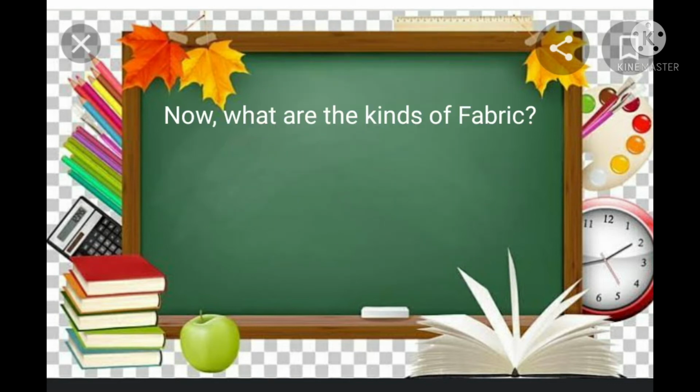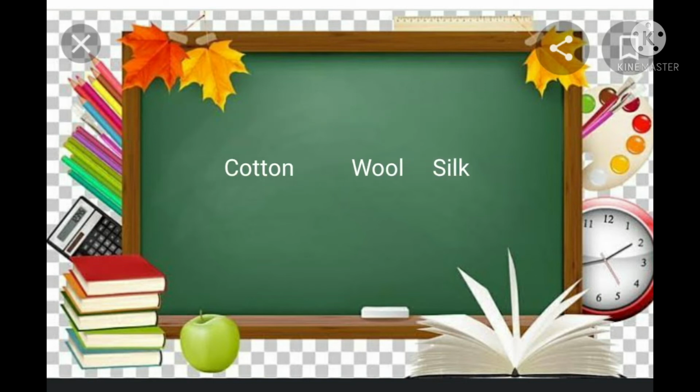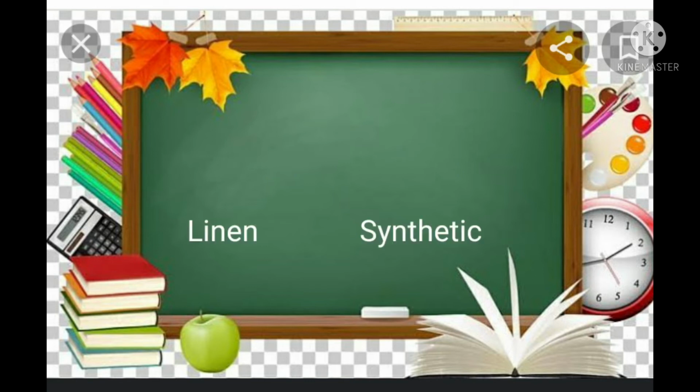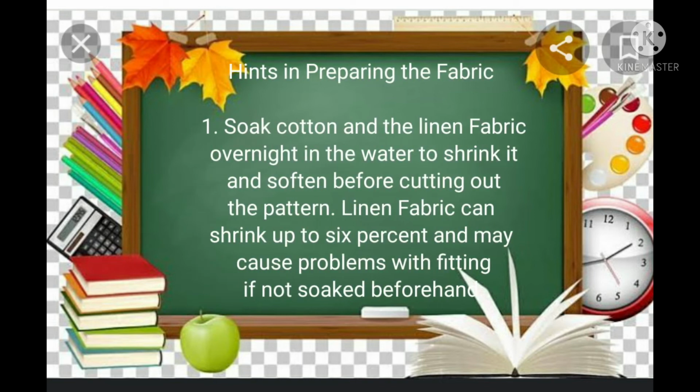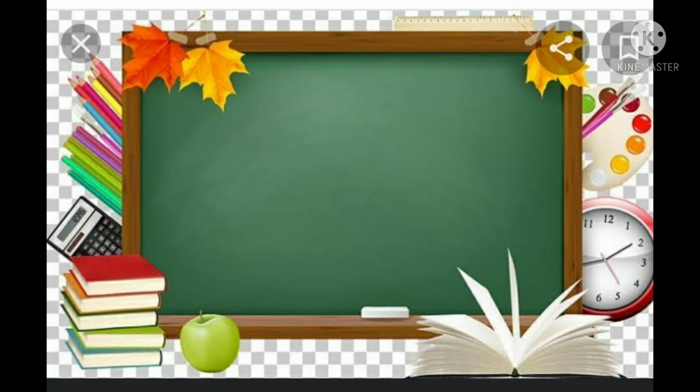Now, what are the kinds of fabric? So, we have cotton, wool, and silk. We also have the linen and the synthetic. Hints in preparing the fabric. First, soak the cotton and the linen fabric overnight in the water to shrink it and soften before cutting out the pattern. Linen fabric can shrink up to 6% and may cause problems with fitting if not soaked beforehand.